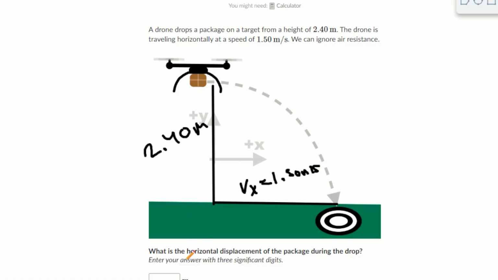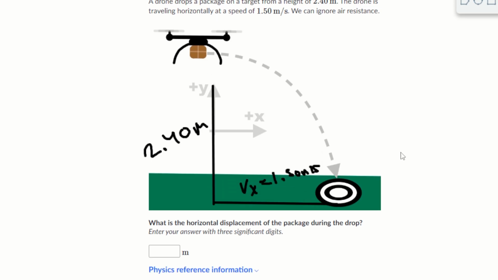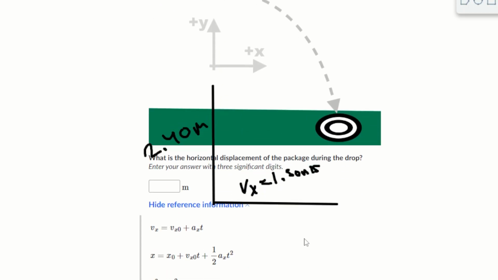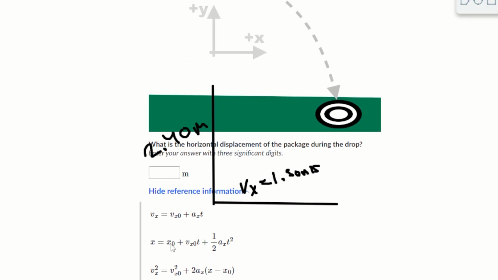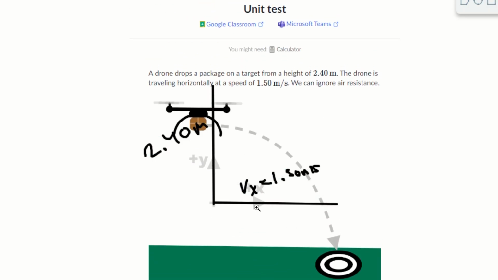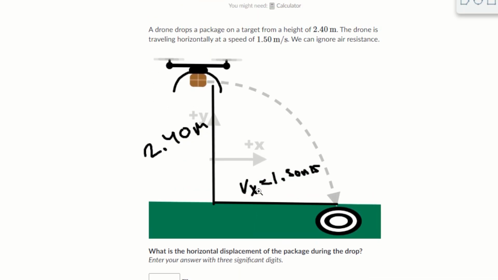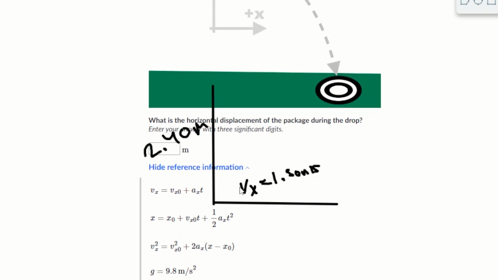Now we're asked what is the horizontal displacement of the package during the drop. To know that, we're going to look at the equations we're given in our reference sheet. In the reference sheet, we can see that displacement is equal to initial position plus v initial t plus 1 over 2 at squared. Since gravity is only acting in the y direction, there's no acceleration in the x, so our equation depends on v initial in the x.